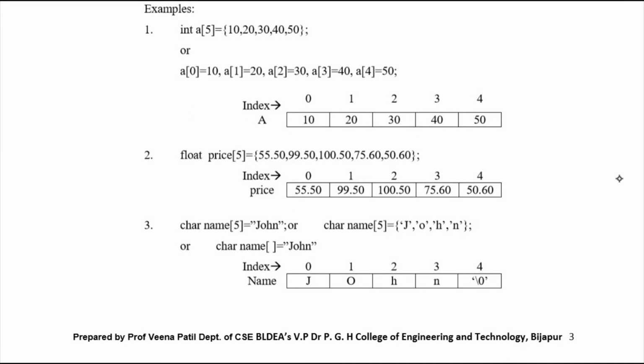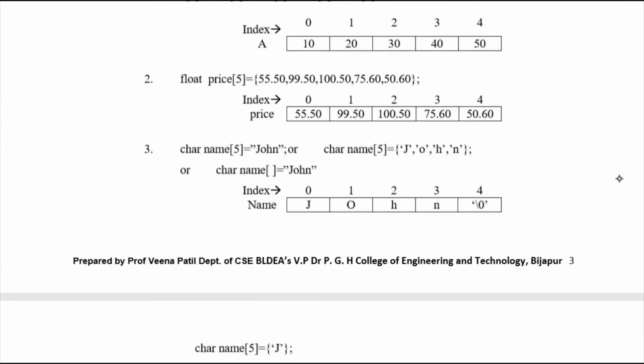Similarly, I can also declare float price of array and I can initialize the values. So this is how the values are going to be stored in the different elements of the array. Now let's see if I am going to have a character type of array. Say for example a character array, the name of the array is name and the size is 5, that is, it is capable of storing 5 different characters.